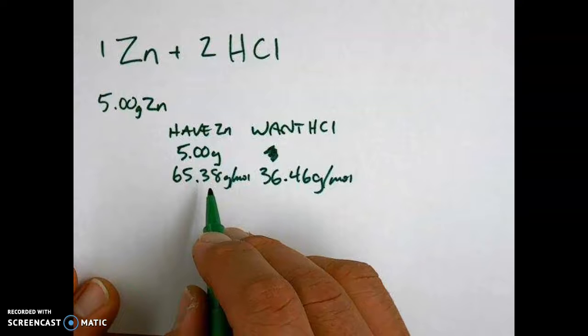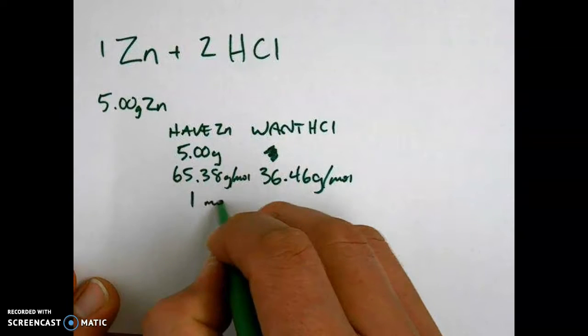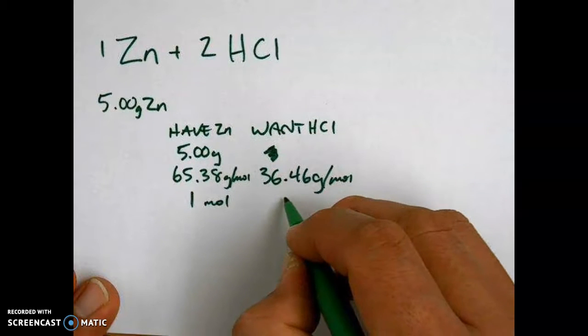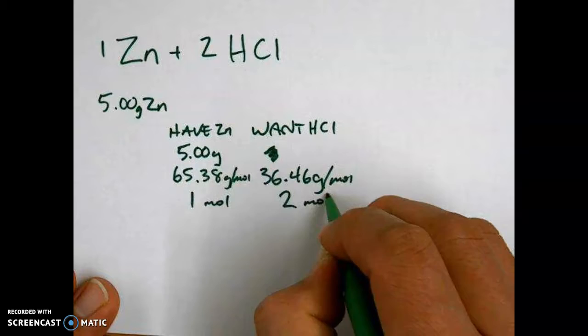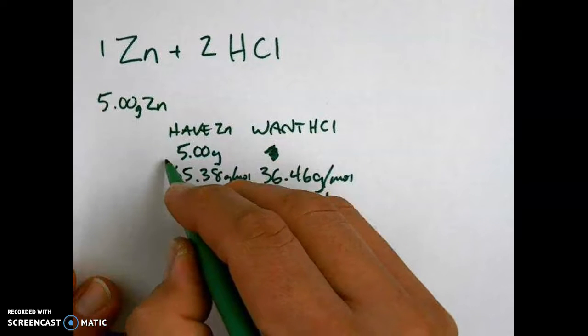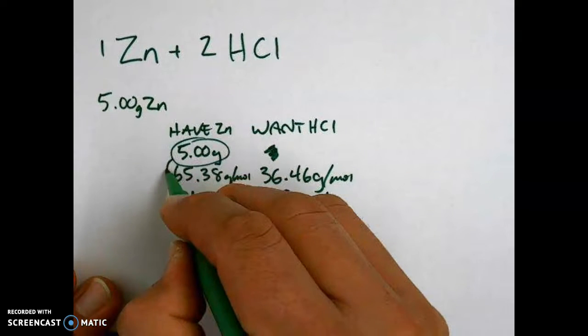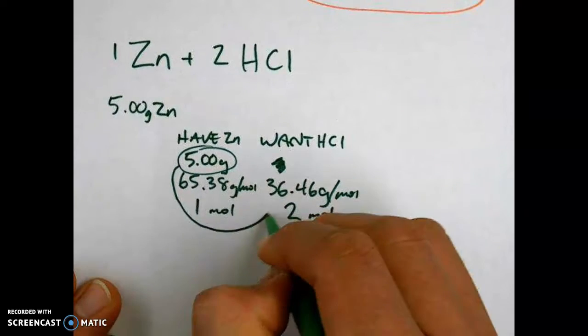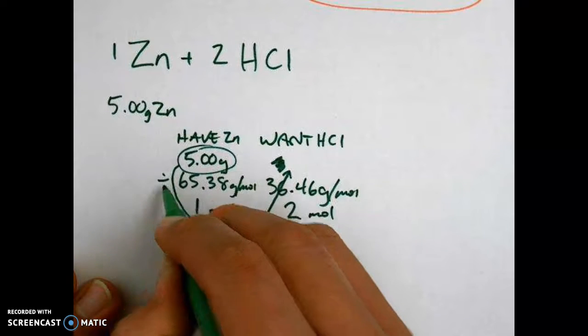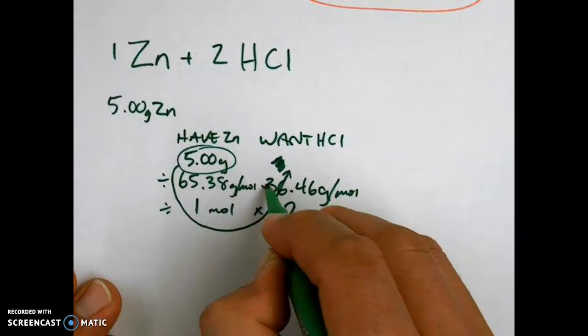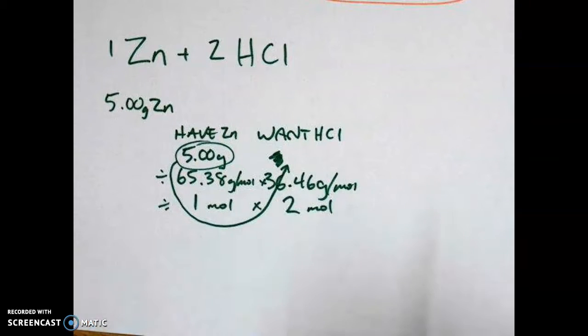What's the mole in front of the zinc? What's the mole in front of the HCl? Take this number, divide, multiply, multiply. So take 5, divide by 65.38, times 2 times 36.46. Go ahead and do that on your calculators.